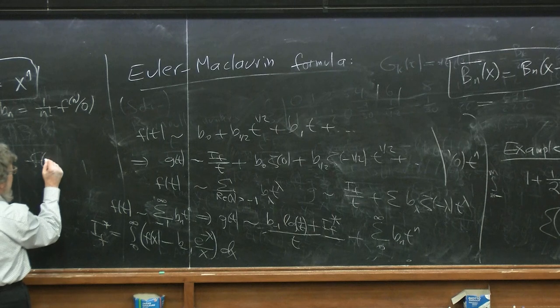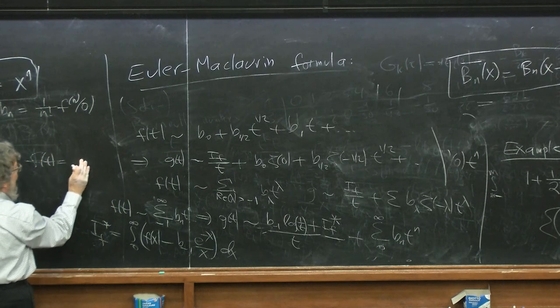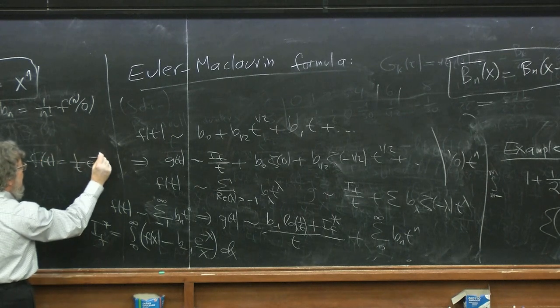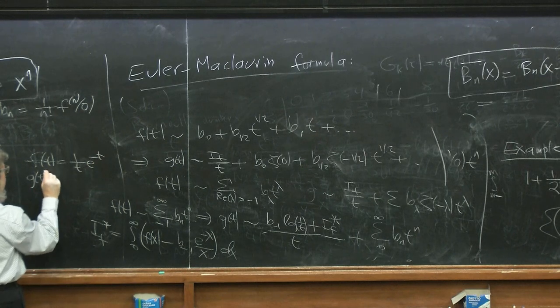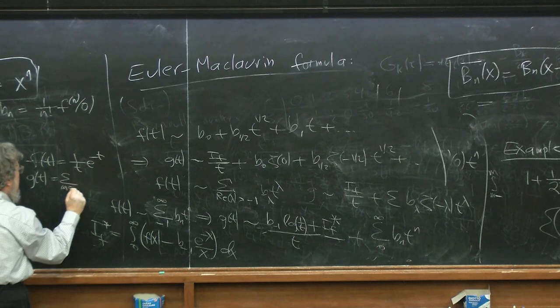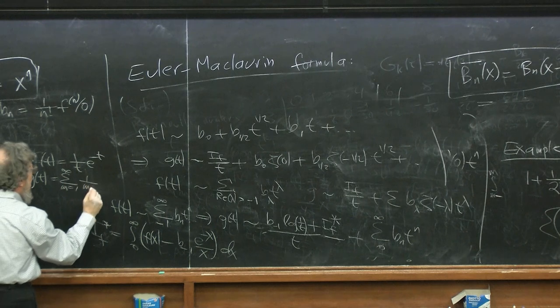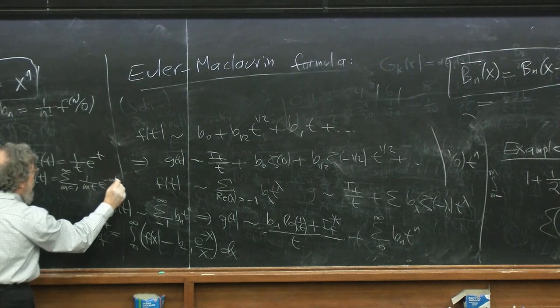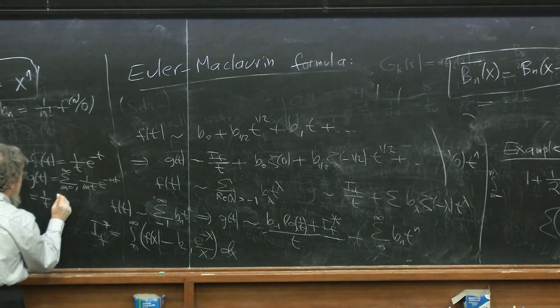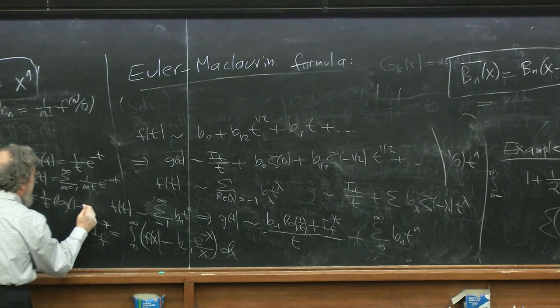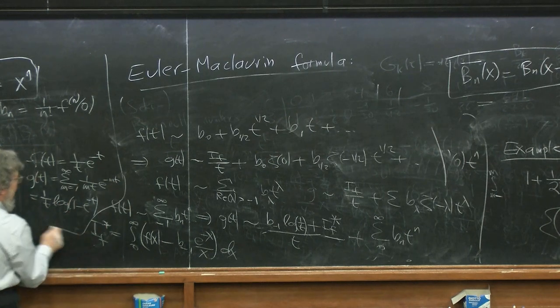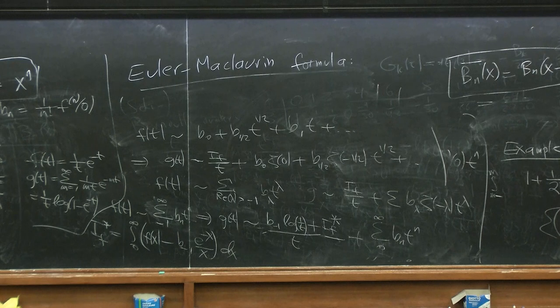So to prove this, I just take f of t to be equal to 1 over t e to the minus t. Then g of t, which is the sum over m from 1 to infinity of 1 over mt e to the minus mt. But of course, this is simply 1 over t times the log of 1 minus e to the minus t. And that's the one I gave as an exercise at the beginning. It's still the Bernoulli numbers, and so we're finished. So it's absolutely easy to prove this.